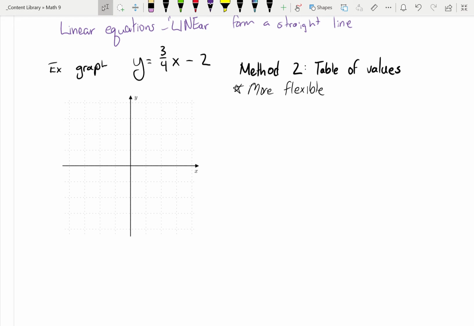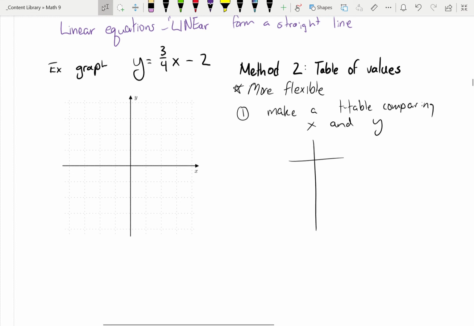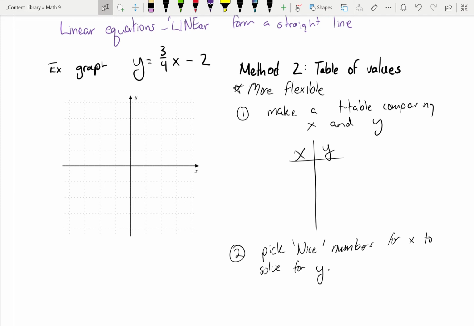So in this case, we're going to make a table of values. Number one, make a t-table comparing x and y. So I'm going to make a t-table. I'll have x here and a y value here. Number two is, and I'm going to be a little bit loose with my language, pick nice numbers for x to solve for y. When I say nice numbers, what I'm referring to is we're looking for things that make our math easy.